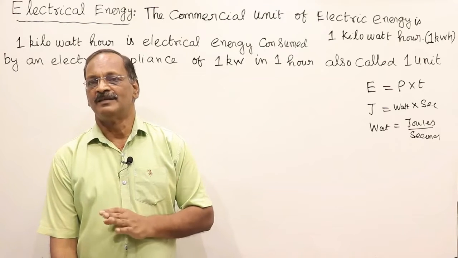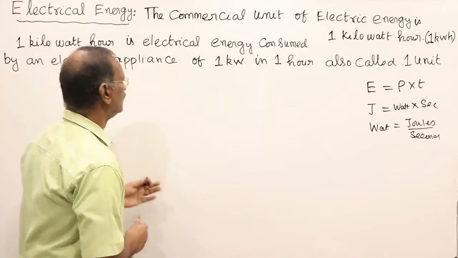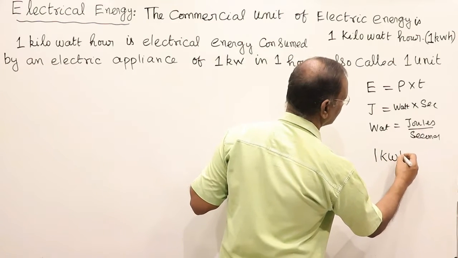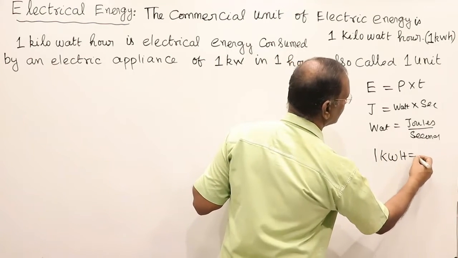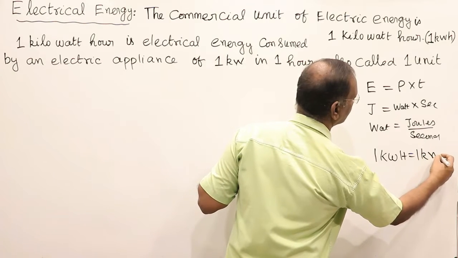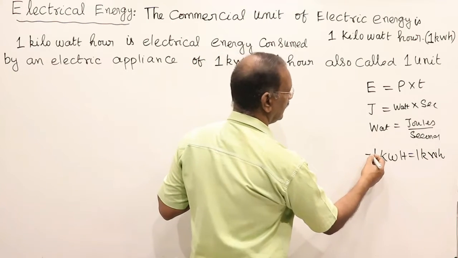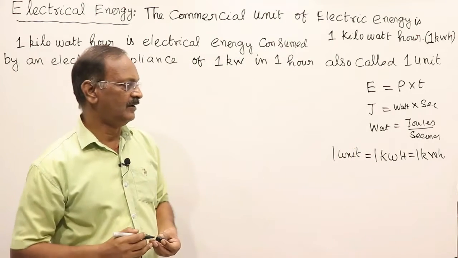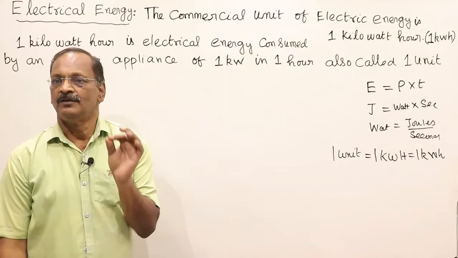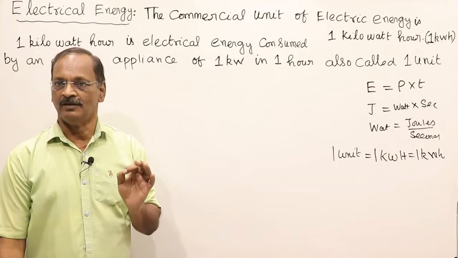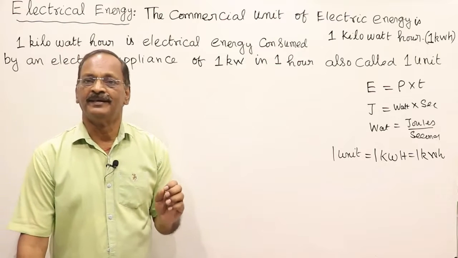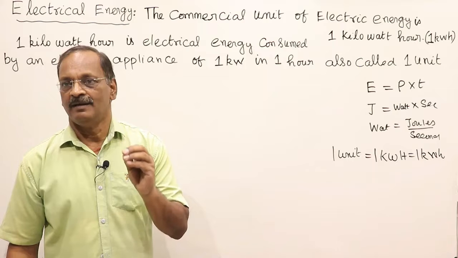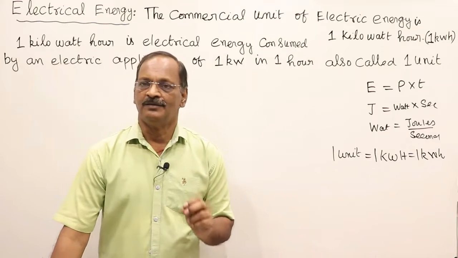So what do you mean by the commercial unit of electrical energy? 1 kilowatt hour. In some books, 1 kilowatt hour is called 1 unit. What is the value of 1 unit? The commercial unit of electrical energy is 1 kilowatt hour. The kilowatt hour is the electrical energy consumed by an appliance of 1 kilowatt in 1 hour.